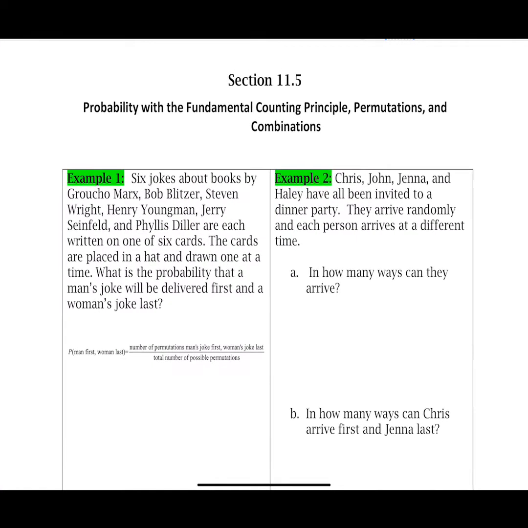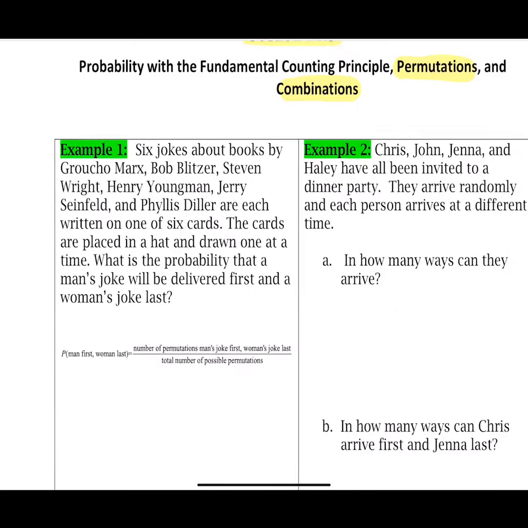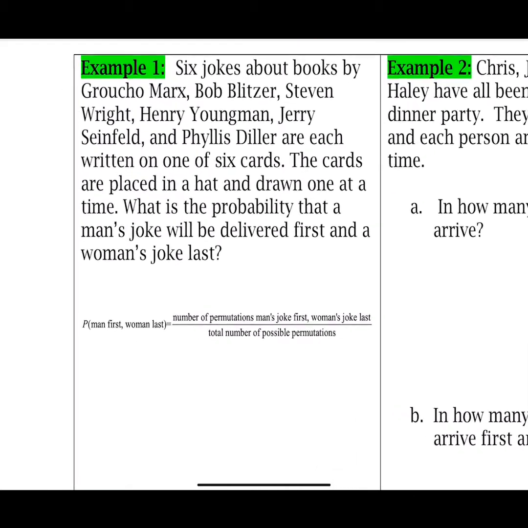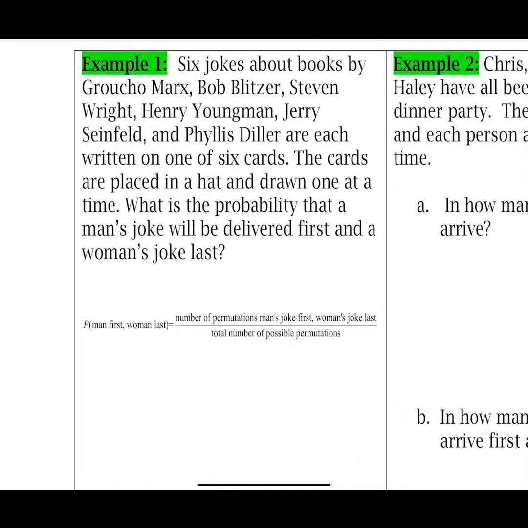Today's section is section 11.5. Today we're going to be talking about probability with a combination of permutations and combinations. So please make sure you have your worksheet ready, your pen and paper ready, and have these problems worked out with me. So let's go ahead and take a look at the first problem here.